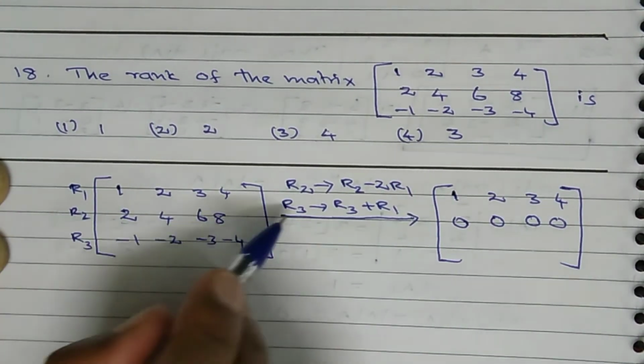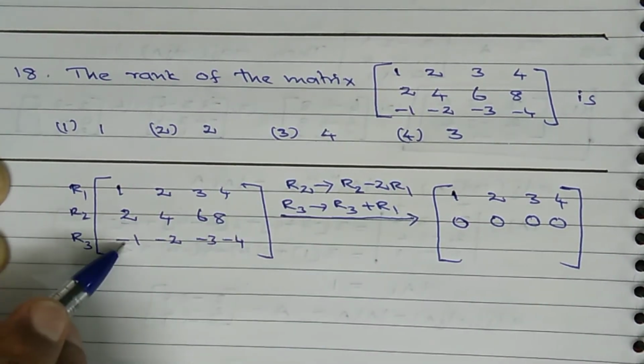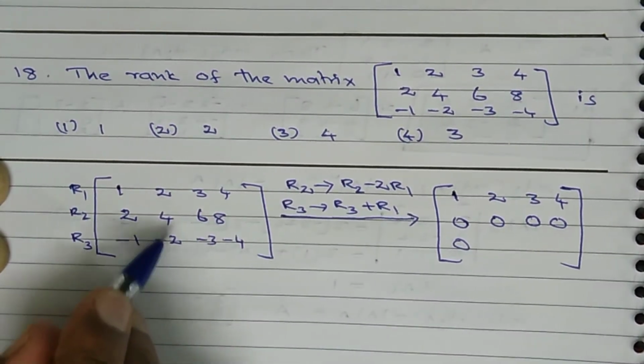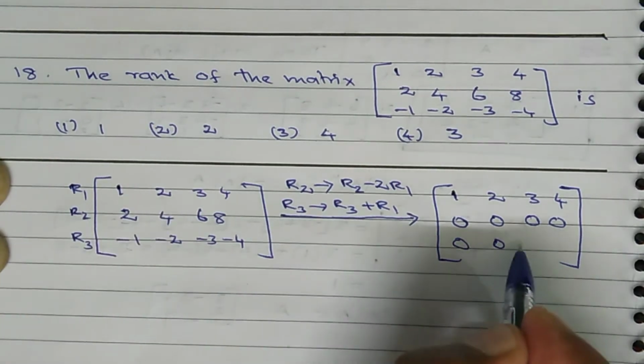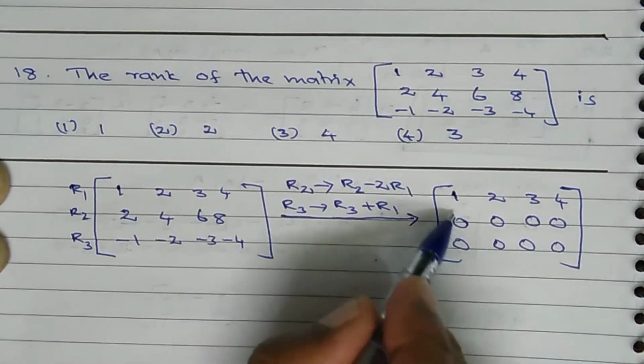Then R3. So R3 is here. We are going to convert R3 plus R1. R3 plus R1. Minus 1 plus 1, 0. Minus 2 plus 2, 0. Minus 3 plus 3, 0. Minus 4 plus 4, 0. Here we got echelon form.